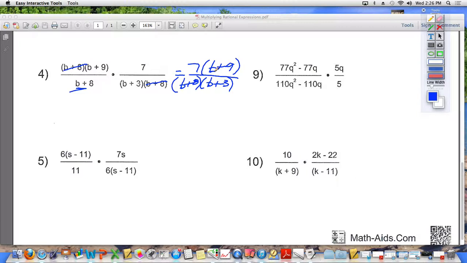Look at this. We have a 5 here and a 5 here. And yes, we have a Q.